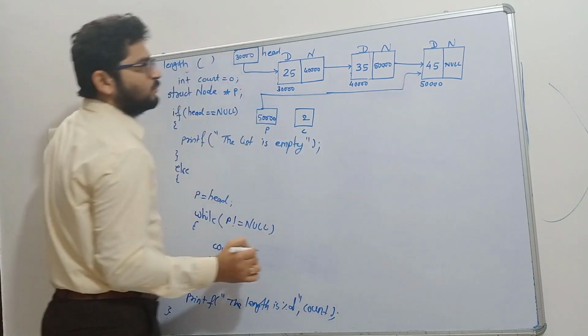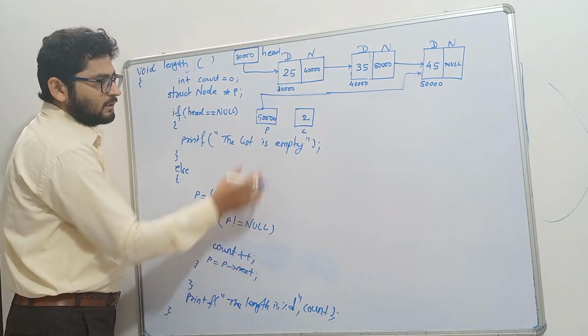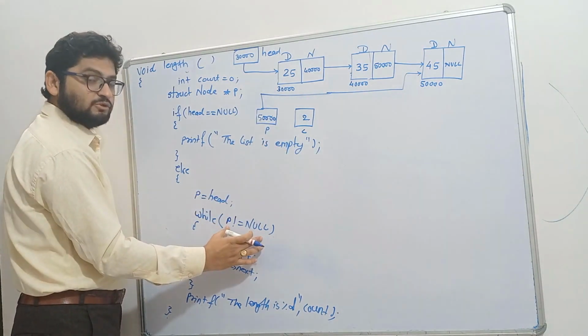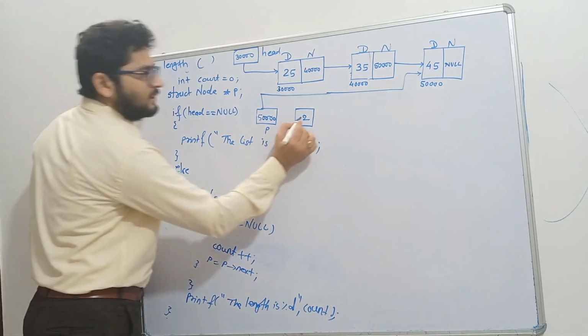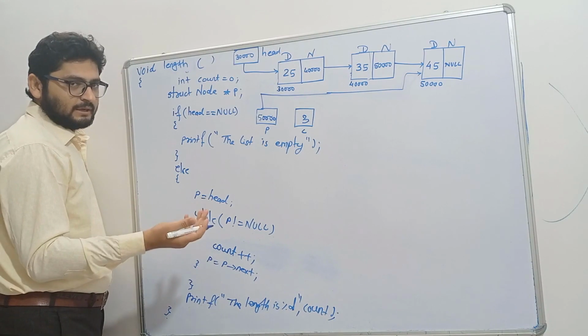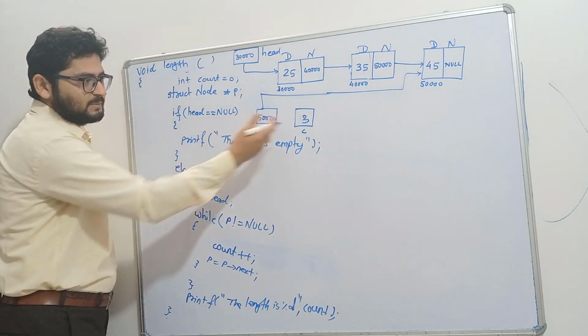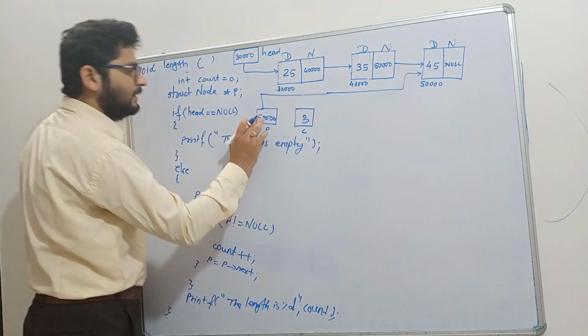So again p is pointing to the last node. Now it will check p is not equal to null. Right now p is 50,000. 50,000 is not equal to null, condition is true. It will come here, count plus plus, so it will become 3. So earlier it was 2, now it has become 3. Then p equal to p arrow next, means this null will be copied into the p.